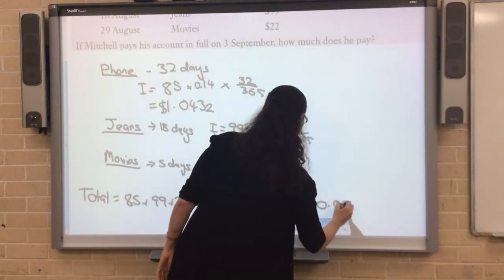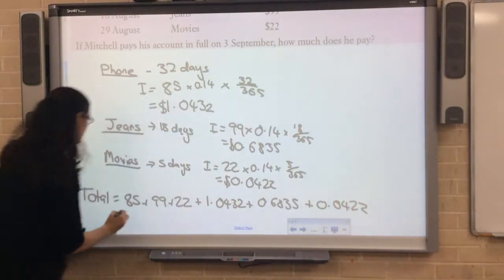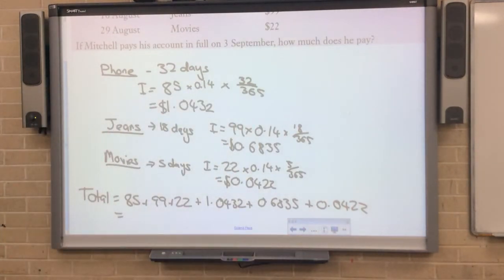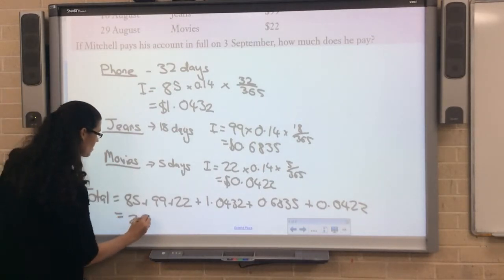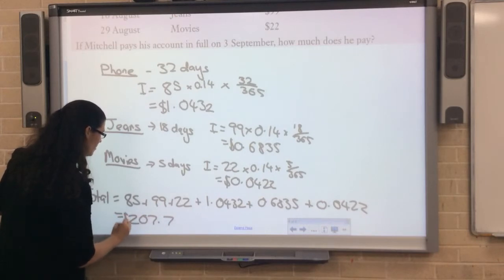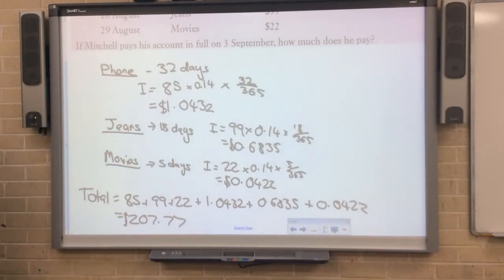Plus 0.0422. So if we add those 6 numbers, what do we get? Daniel? You get 207.77. 77? Yeah. Okay, this is my final answer. So how many decimal places do I keep? 2, because it's money. And we always, Kyle, always keep 2 decimal places for money. Does that make sense?